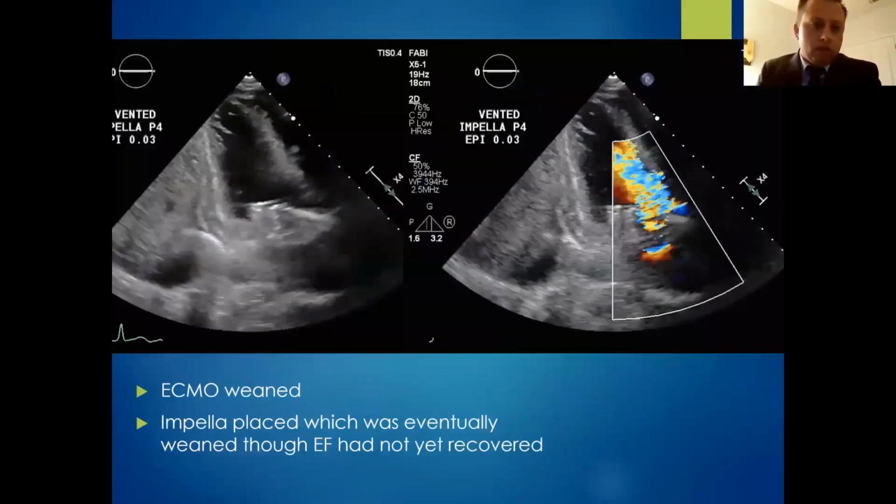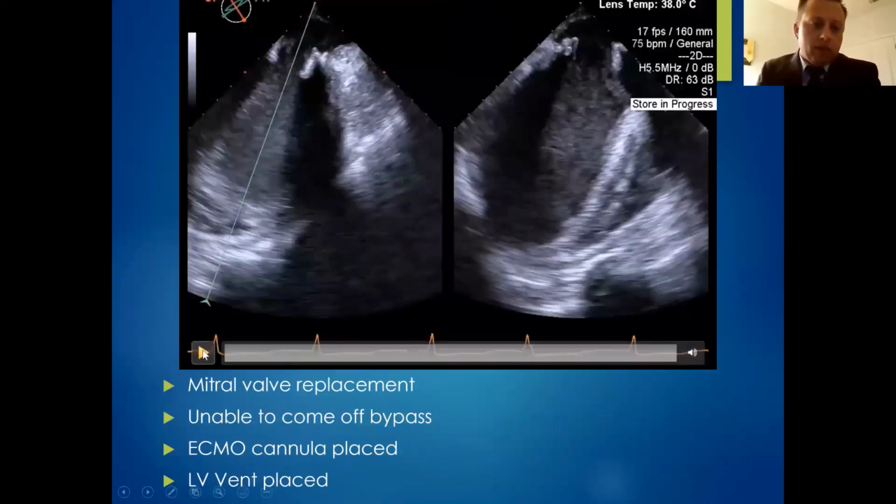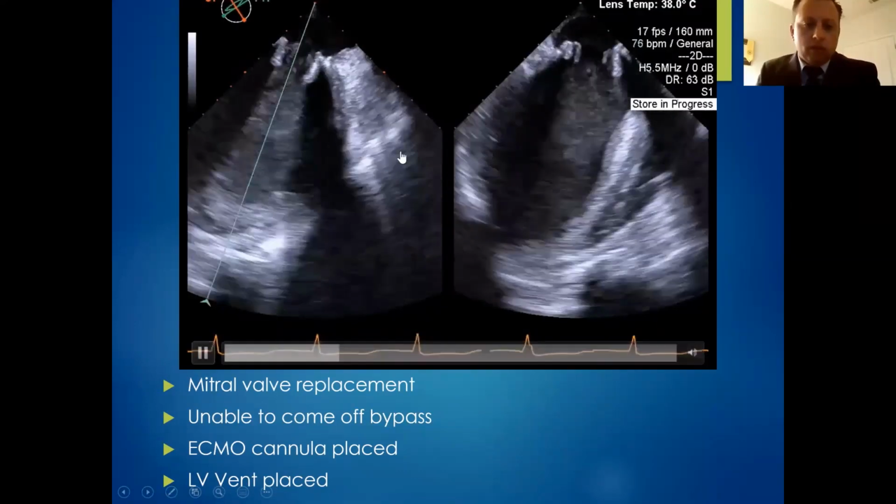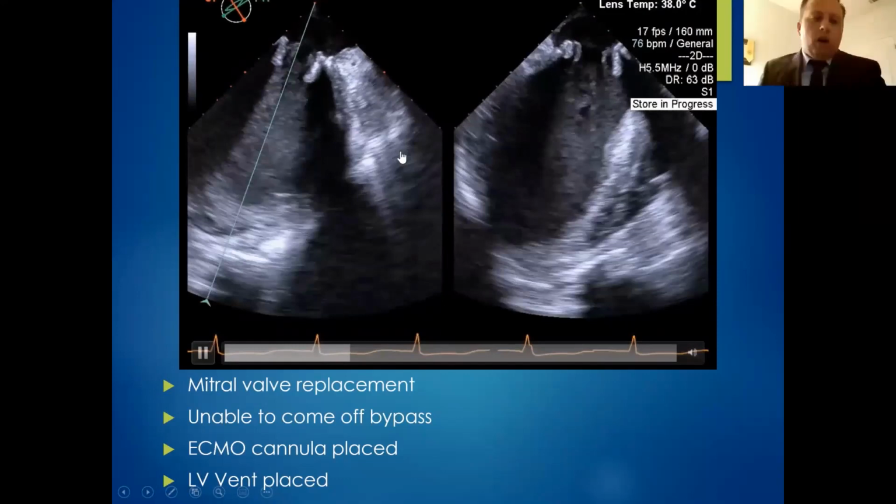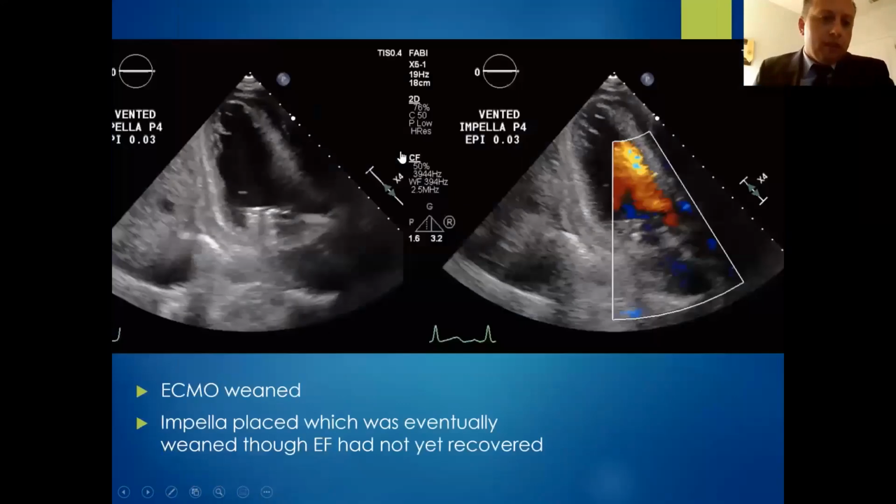So just to go back, where you can see the new mitral valve, blood is actually flowing through the LV, actually exiting through the aortic valve as well as through the LV vent. Fortunately, this patient was able to come off of ECMO. So ECMO was weaned, and this was done with the support of the Impella. So the patient did not require biventricular support. We had him on only LV support following this.